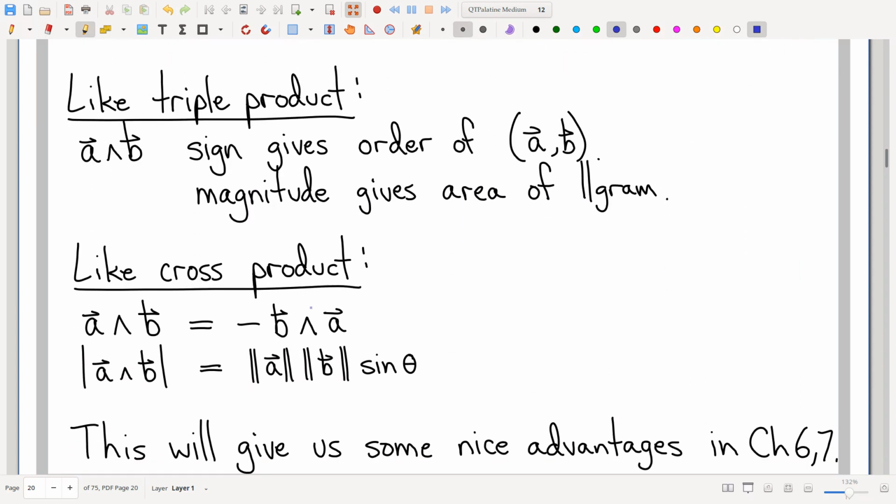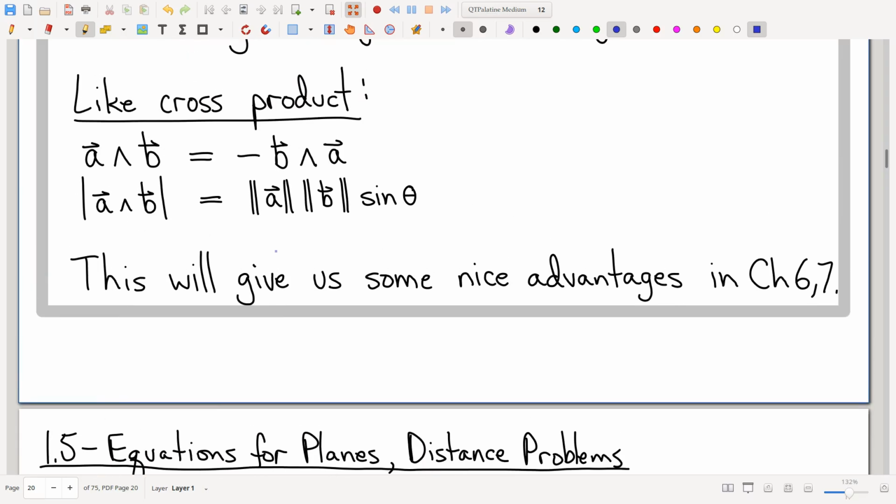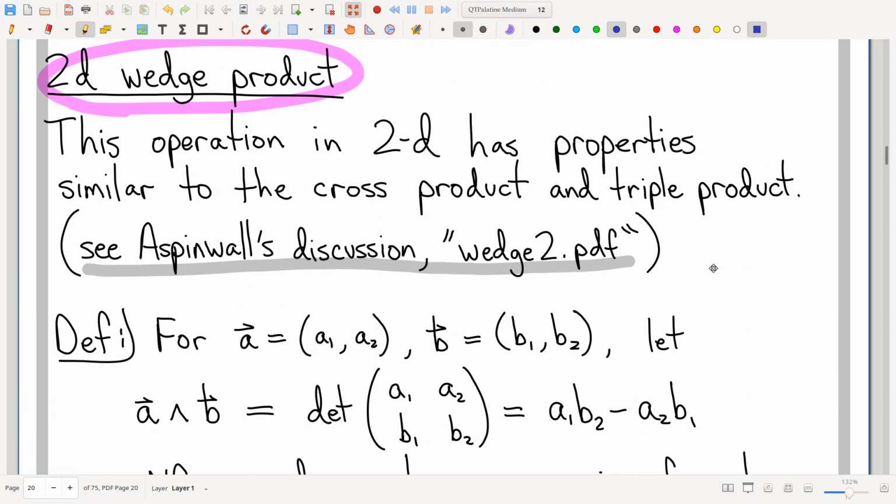It's kind of like the triple product in some ways. It's kind of like the cross product in some ways. And when we get into chapters 6 and 7, there are going to be some what I'll call notational advantages. It'll streamline and compactify some of the things that we're going to talk about. And also, there's some intuition to be had from those streamlined, compacted notations. So anyway, this will come up later. We're not going to be doing very much with the wedge product. So anyway, give this all a look.